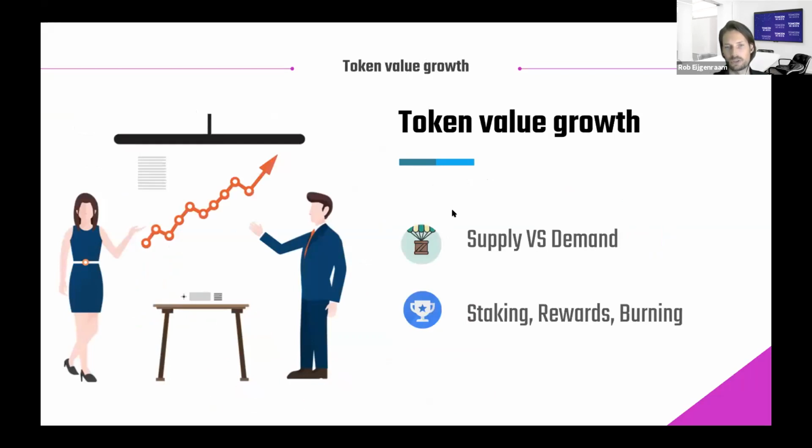Token value growth is a very important thing in utility tokens, as that's one of the main reasons why people are buying them. There are two basic ways to control the token value. One is through supply and one is through demand. So supply, you can think of burning the tokens, for example. So using certain company revenues to buy and burn tokens, to reduce the supply and thus increase the token value.